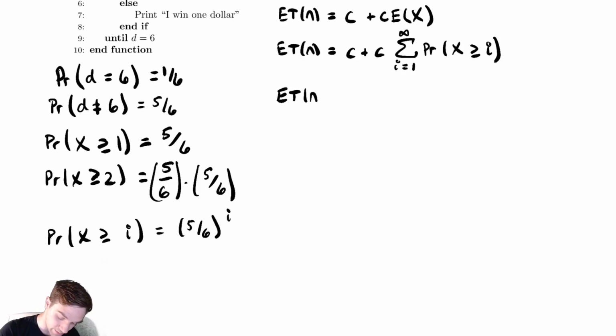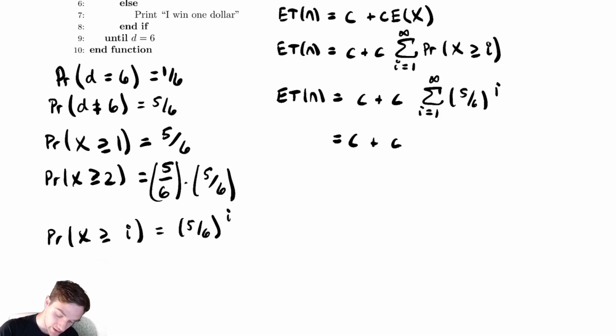The expected time is equal to C plus C times the sum from I equals 1 to infinity of the probability that x is greater than or equal to I, we said was 5/6 to the I. And the formula I used last time I will use here again. The infinite geometric series, if it does not start at 0, the formula is that you write the first term of that series, so I have 5/6 to the 1, over 1 minus the common ratio of 5/6.